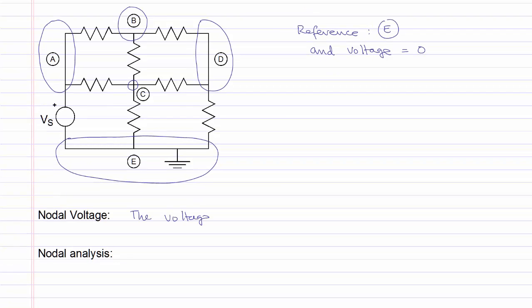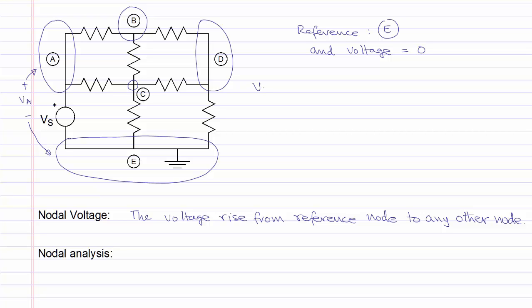A nodal voltage is the voltage rise from the reference node to any other node. For example, the voltage rise from node E to node A is called VA, which will have the positive end towards node A and the negative end towards the reference node E. Similarly, the nodal voltage VB will be positive towards node B and negative towards the reference node E. The voltage VD will be similar, positive towards D, negative towards E, and VC the same.